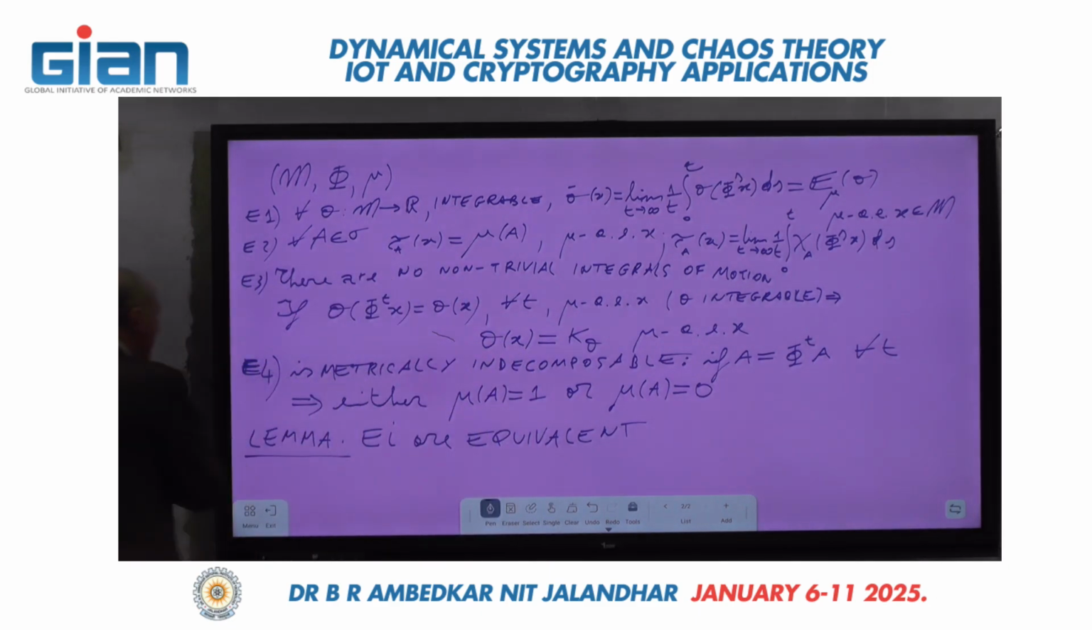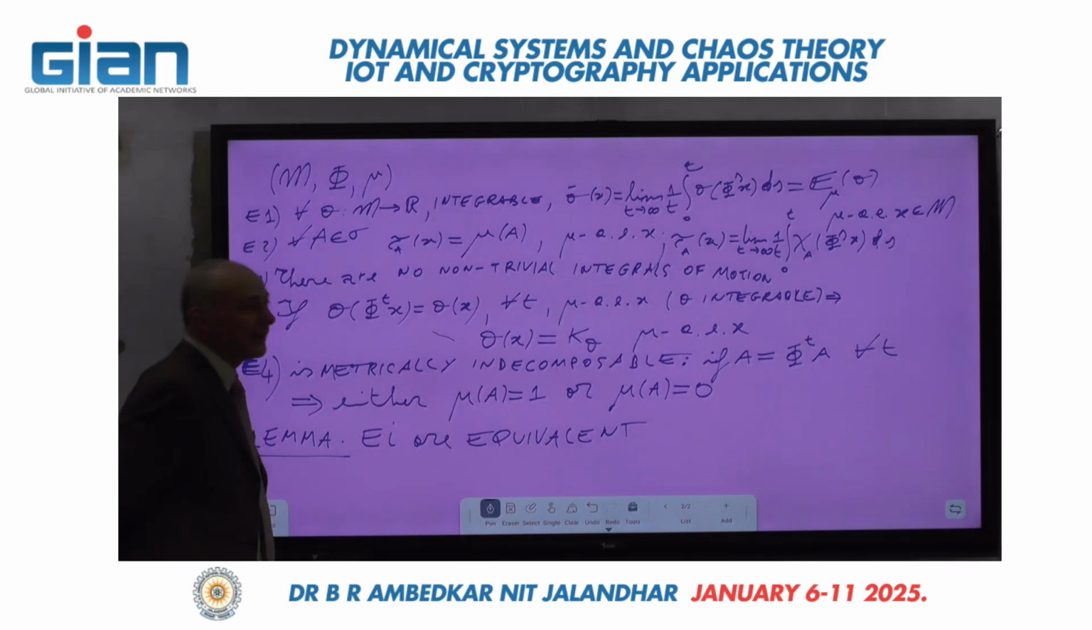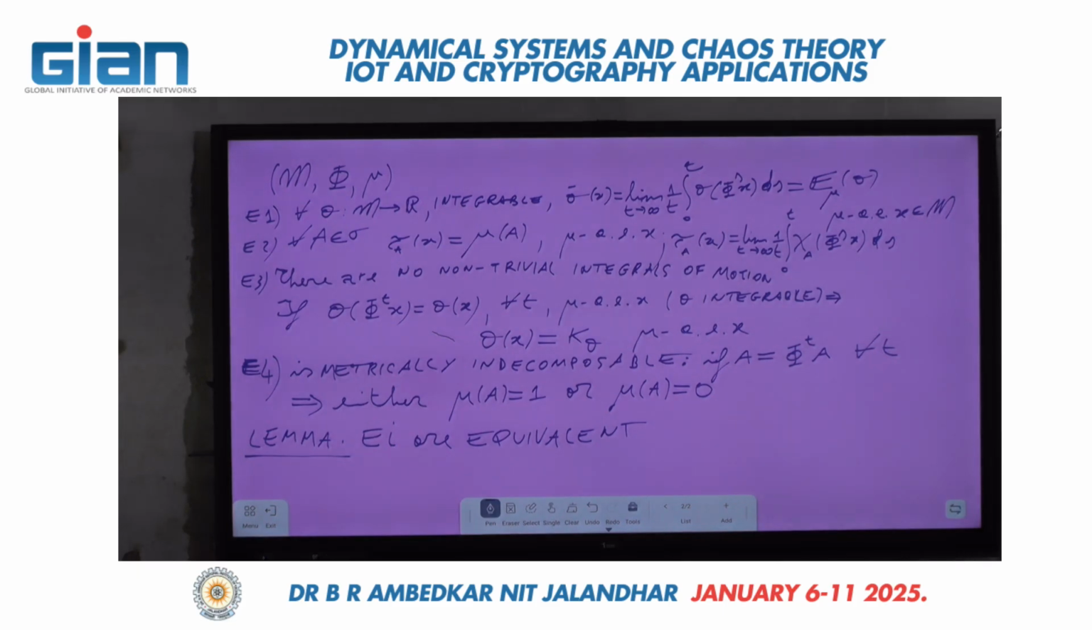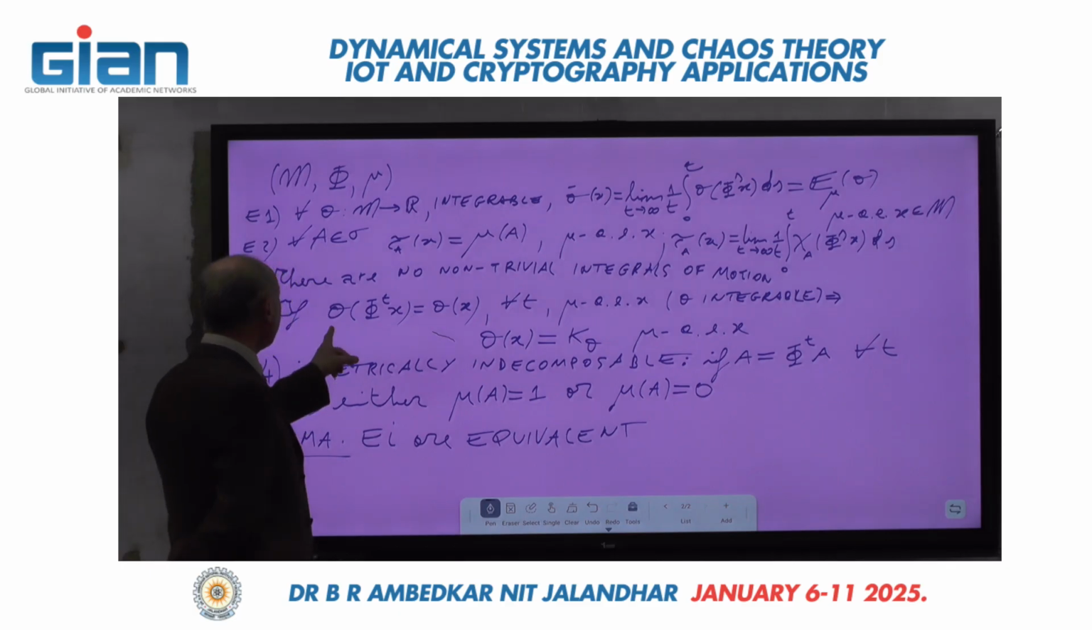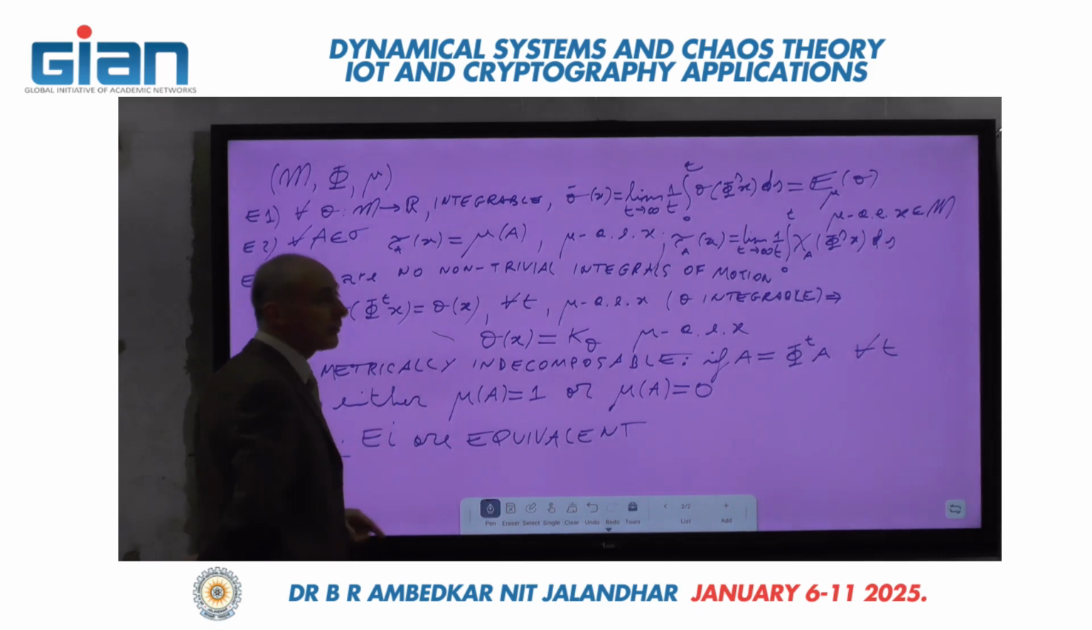Now, if you combine E3 with E1, you will understand why Boltzmann found that this notion was suitable for his problem. Okay? Because suppose that there are no non-trivial integrals of motion.